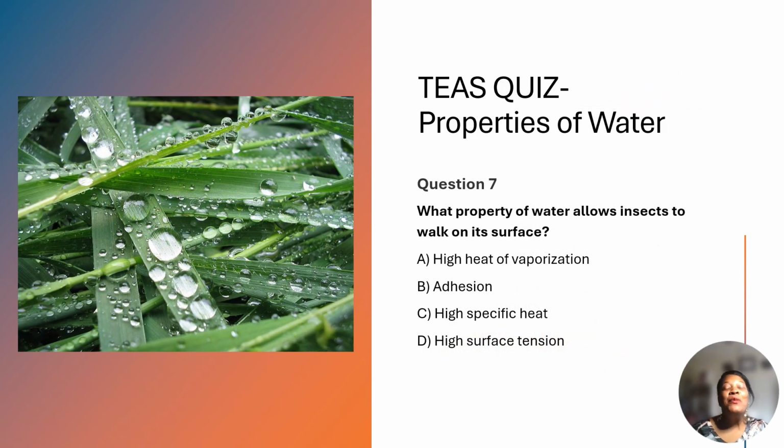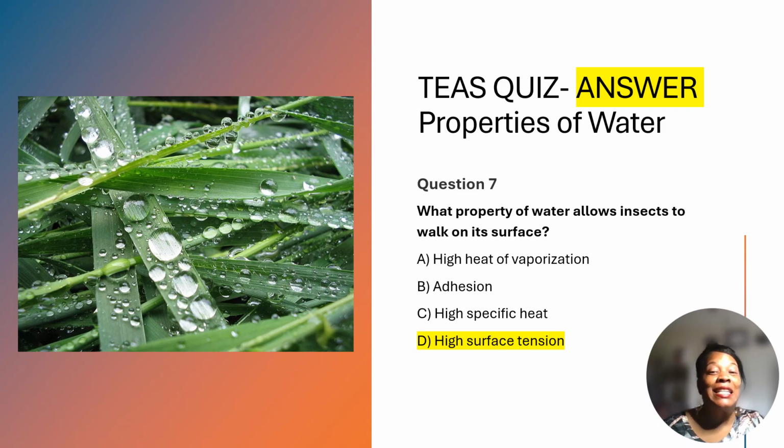Now, you remember when I said this was the last question, right? Well, this is a bonus question, and that is question number 7. What property of water allows insects to walk on its surface? Letter A, high heat of vaporization. Letter B, adhesion. Letter C, high specific heat. Or letter D, high surface tension.